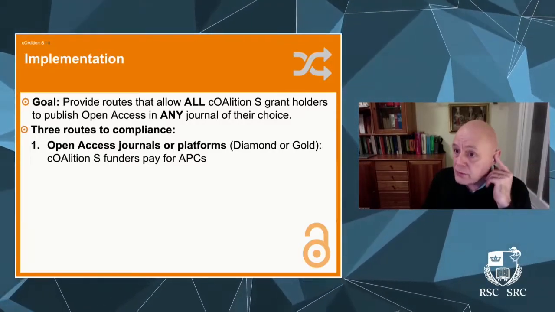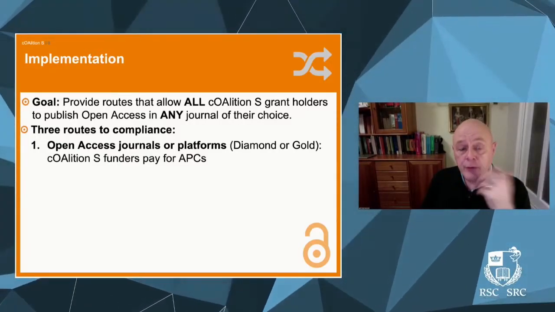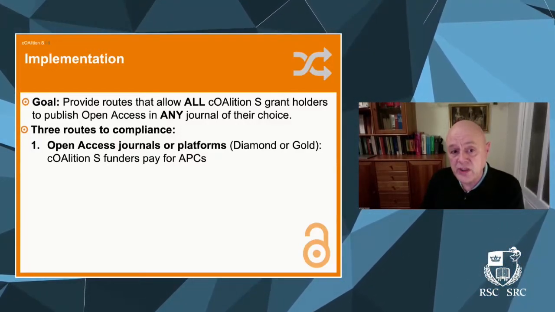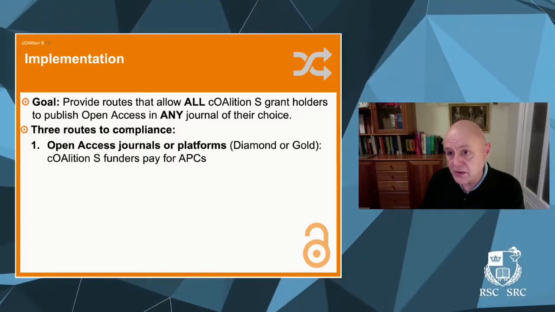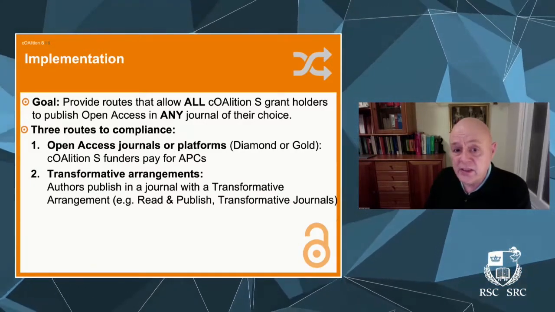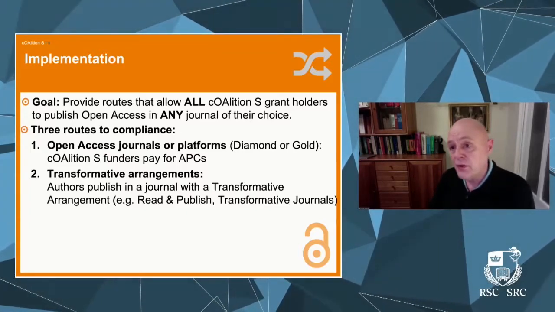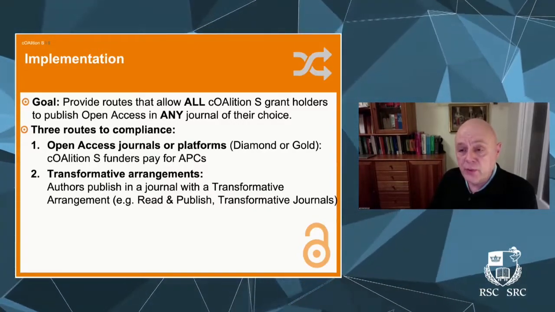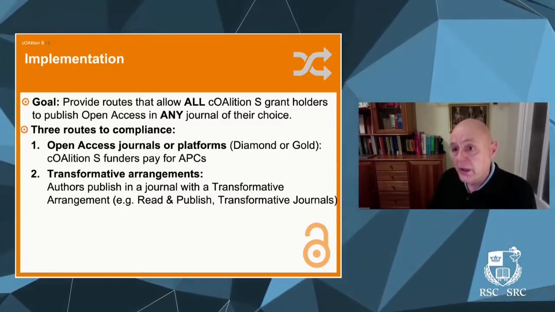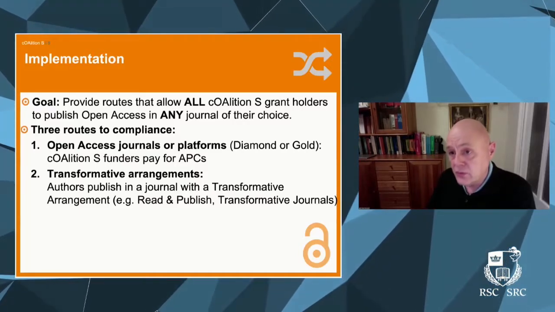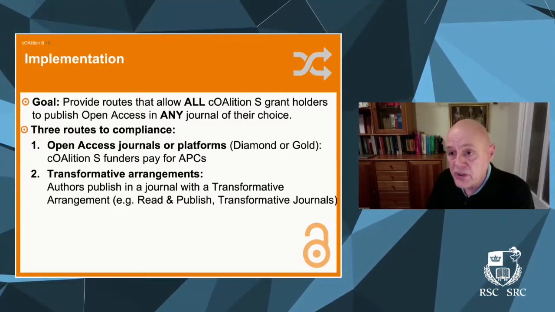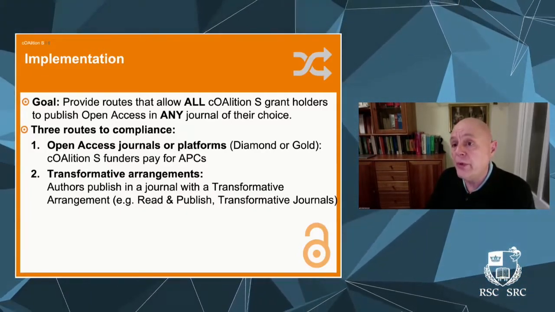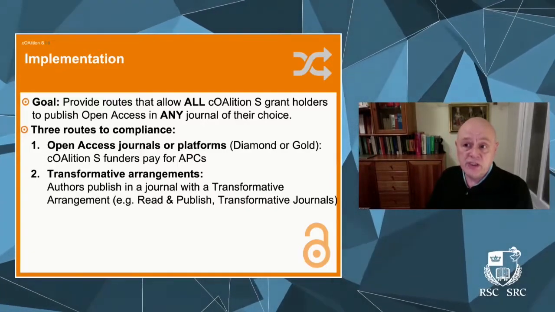First of all, there's three routes to compliance. The first one is open access journals and platforms, diamond or gold, and if necessary, Coalition S funders will pay for the APCs in these journals and platforms. The second one is transformative arrangements, and that goes from transformative journals to transformative agreements. So authors who publish in a journal with a transformative agreement, of course, can do so thanks to the consortia who have signed such read and publish deals. Those journals are open access and also on their way to open access the more of these read and publish deals are signed.